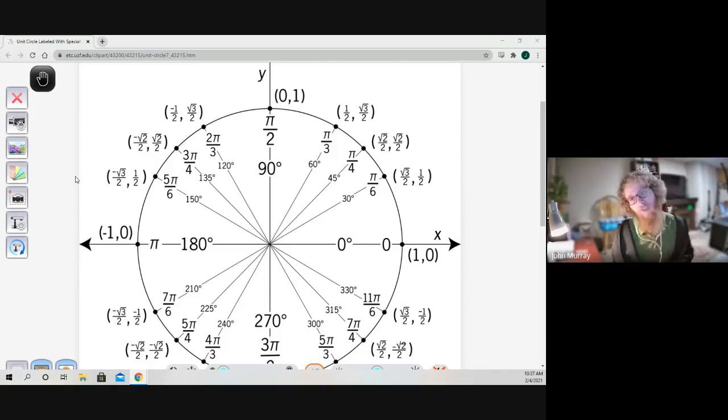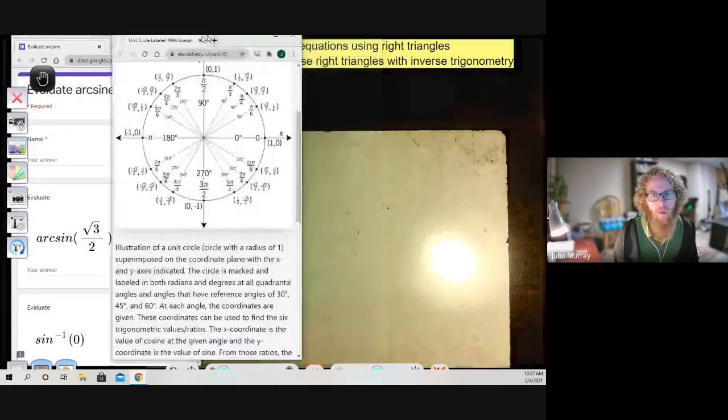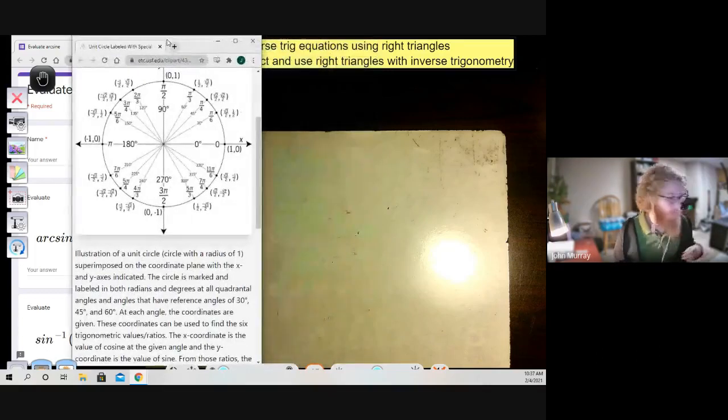Okay, now that we have the unit circle, we look at the y values, and you're looking for √3/2. So I have one over here at 120 degrees, or 2π/3. And then I have √3/2 over here at π/3, or at 60 degrees. So just remember how we had it yesterday.